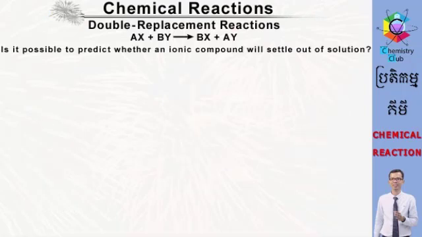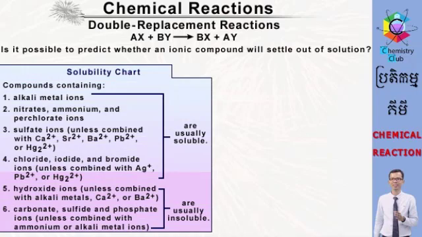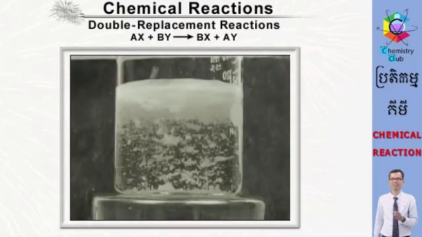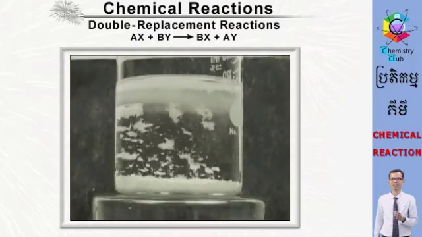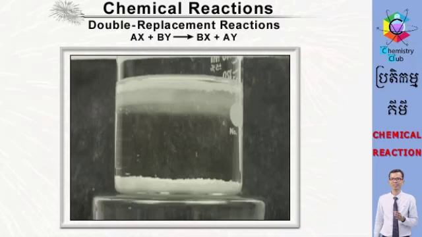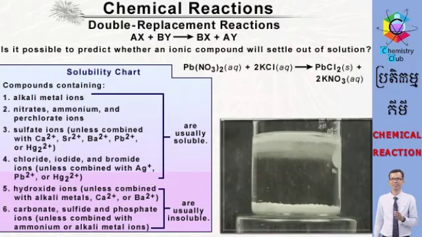While it is easy to predict if a gas, water, or other molecular compound is formed, is it possible to predict whether an ionic compound will settle out of solution? Chemists have developed a set of solubility rules that will answer this question. Take another look at the reaction in which lead chloride precipitates out of a mixture of lead nitrate and potassium chloride solutions. Rule 4 on the solubility chart states that most chloride salts are soluble, with the exceptions of silver chloride, lead chloride, and mercury I chloride.